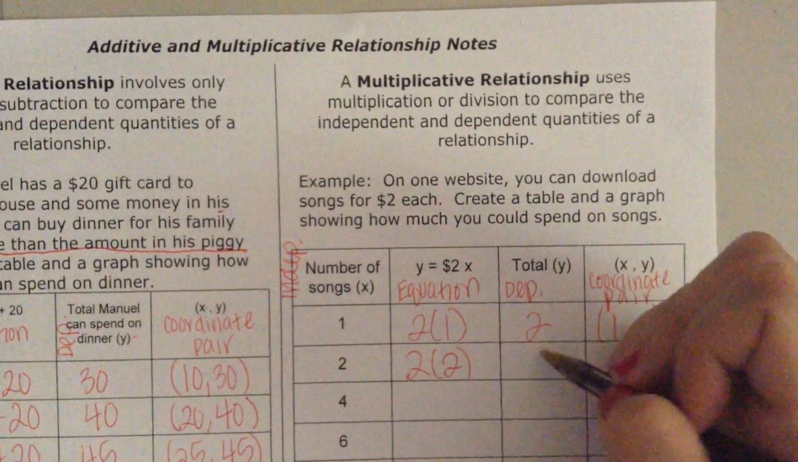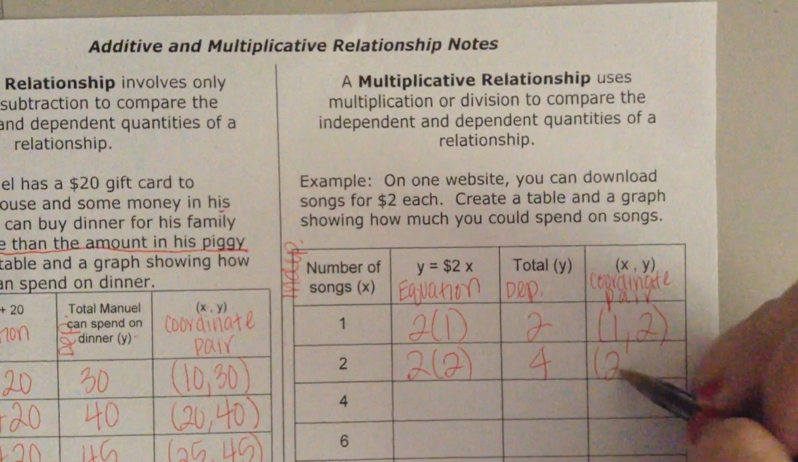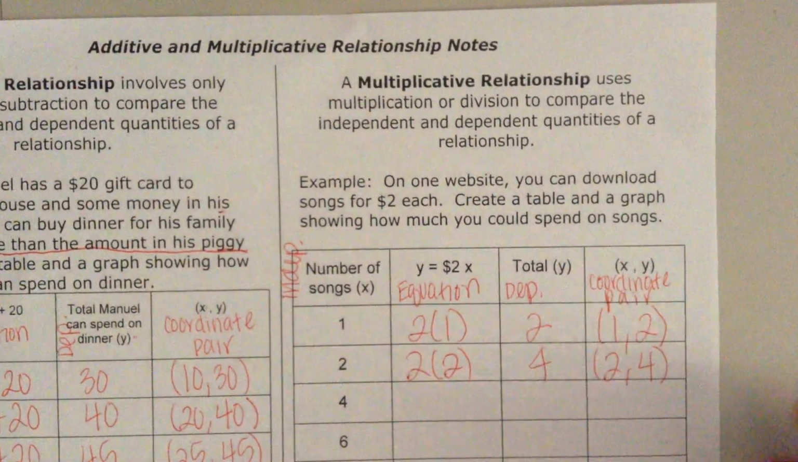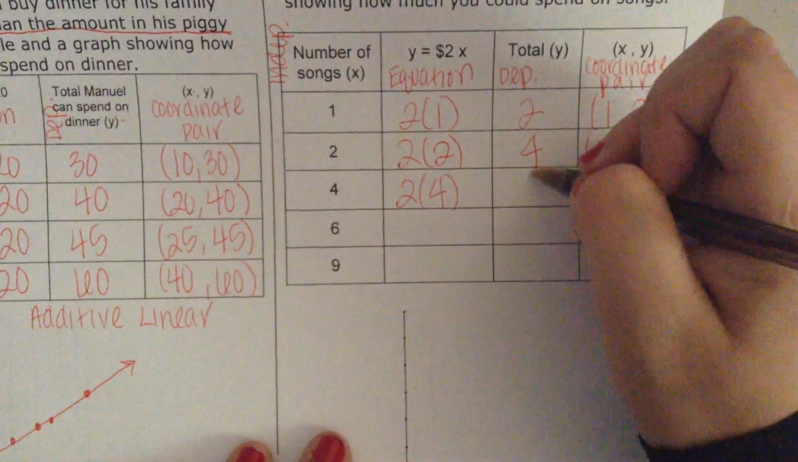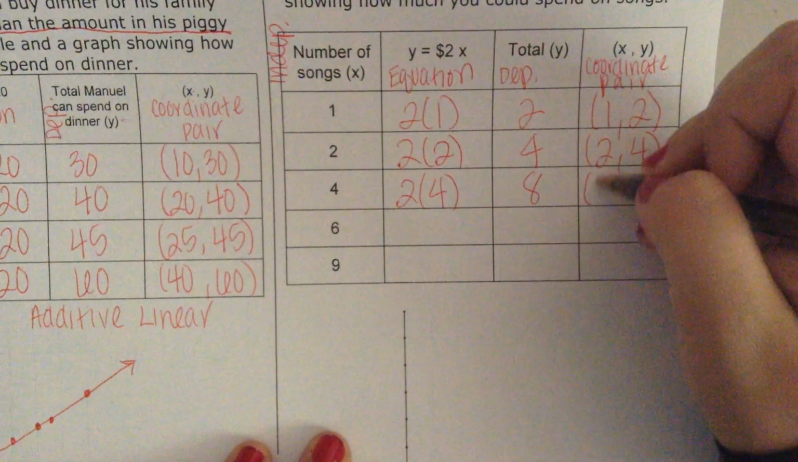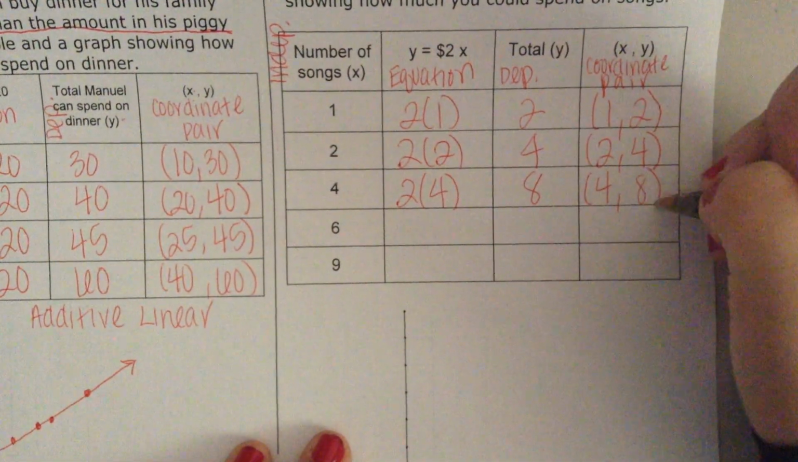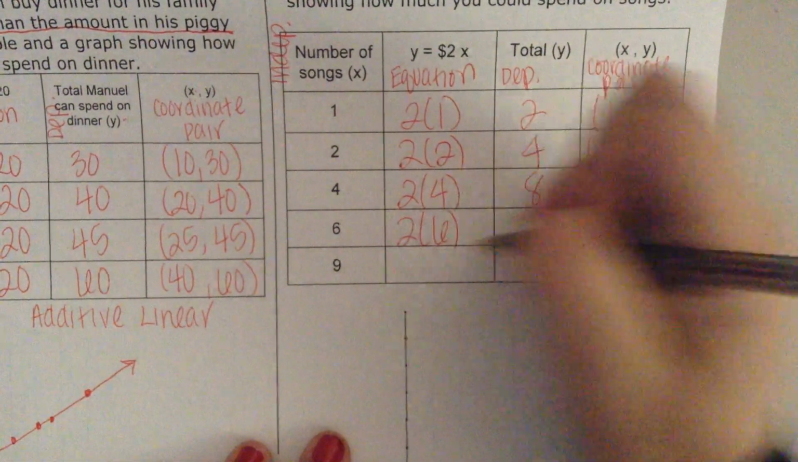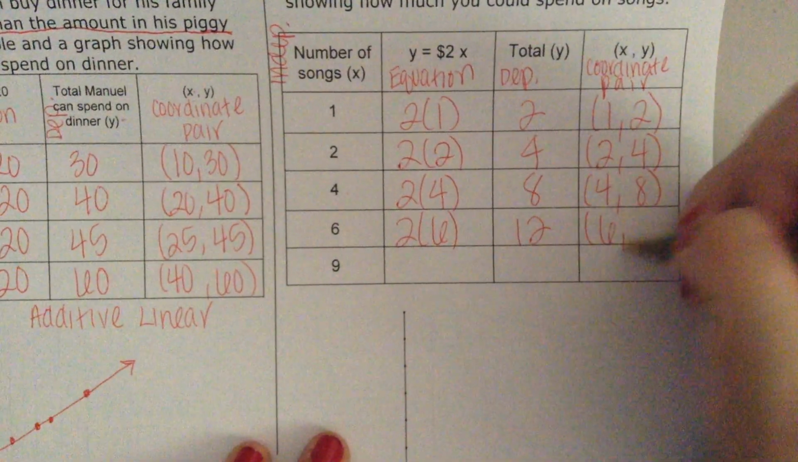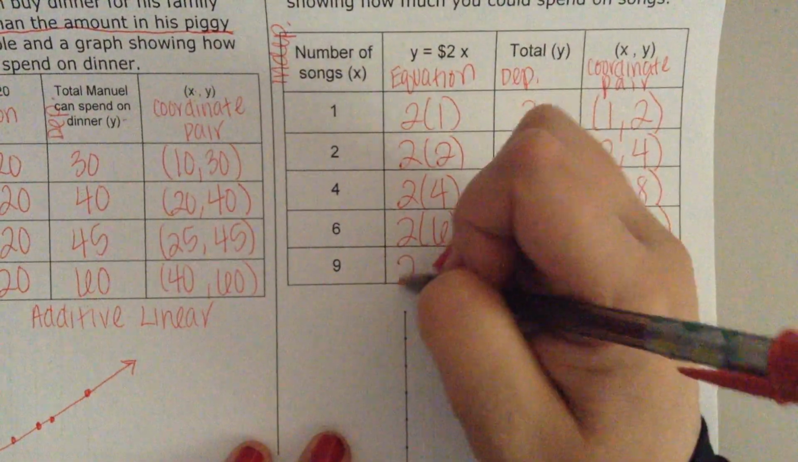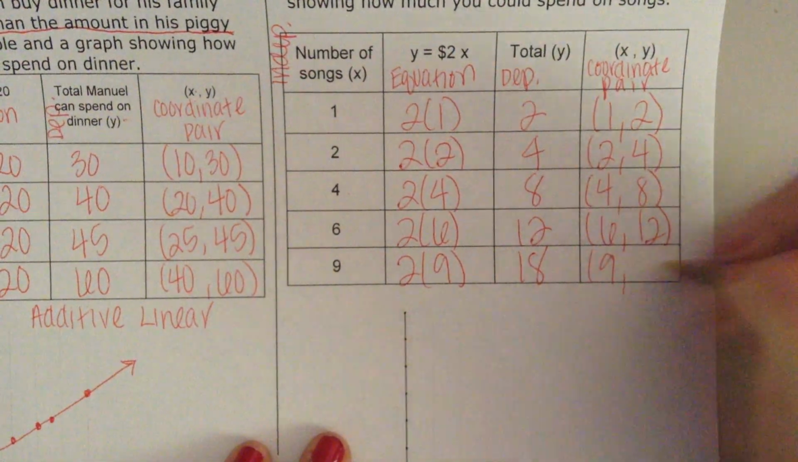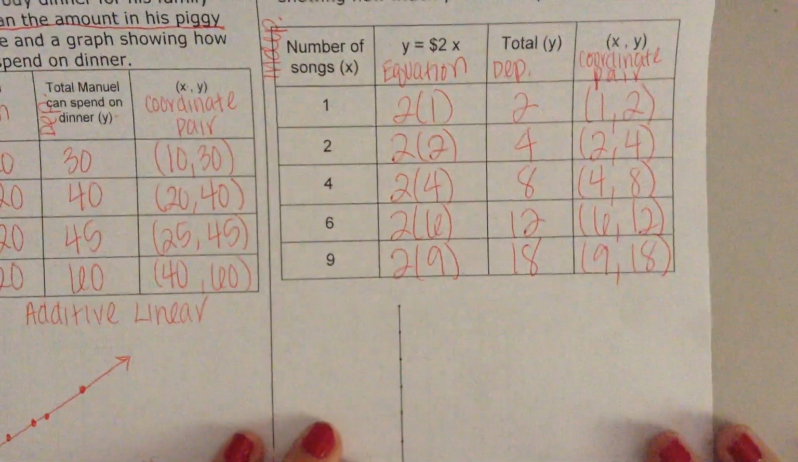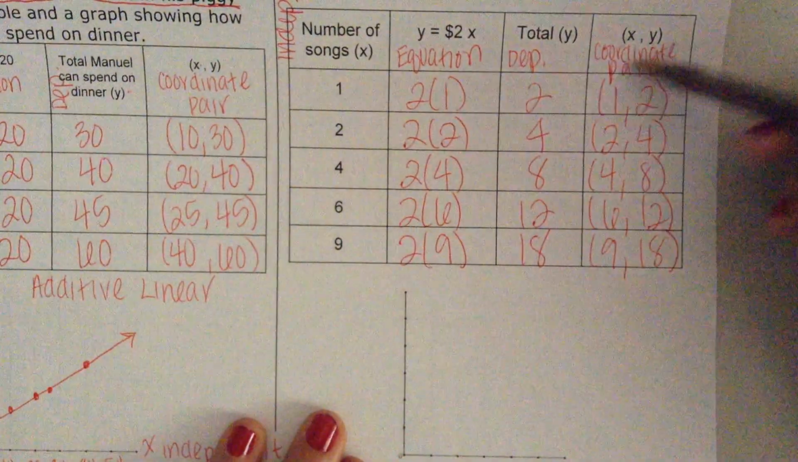2 times 2 is 4. X is 2, Y is 4. 2 times 4 is 8. So x is 4, Y is 8. 2 times 6 is 12. X is 6, Y is 12. And 2 times 9 is 18. So x is 9, Y is 18. Okay, so these are our coordinate pairs and we're going to graph them.